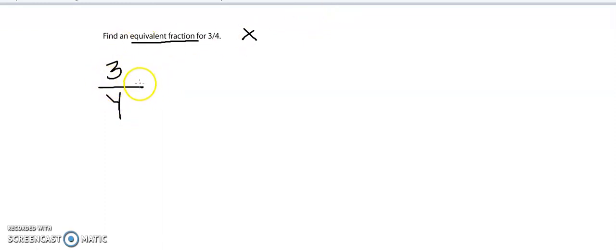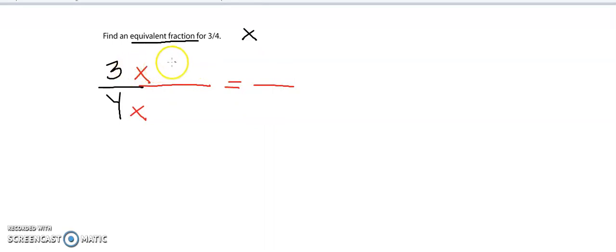Okay. Same steps. Extend our line. Equals. Okay. And again, we said we are going to multiply. So in this instance, any factor greater than 1 will give us an equivalent fraction. So if we multiply 3 times 1 and 4 times 1, we'll end up with 3/4 again. So we can't do that. So we've got to start with a number greater than 1.